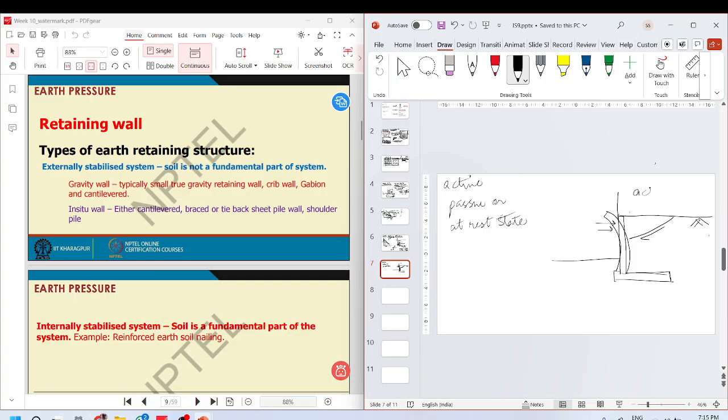This is the active failure. But if the case was such that I was pushing this from here, such that this was moving in towards the soil, this would have been a passive earth pressure.